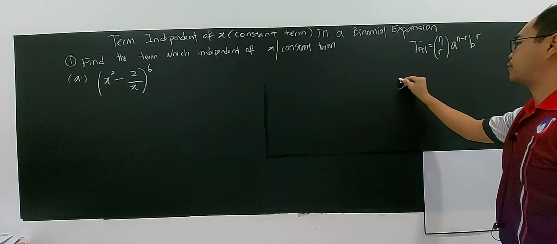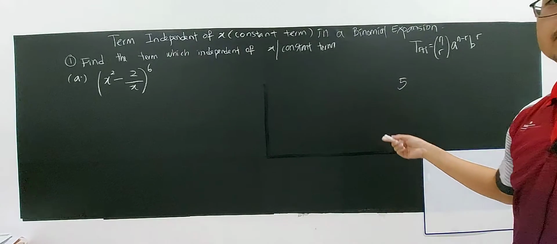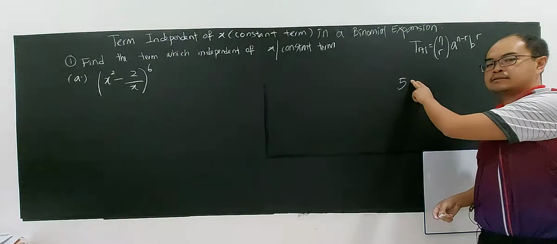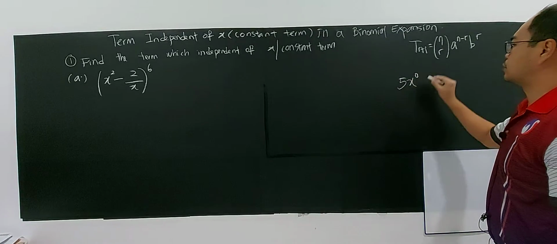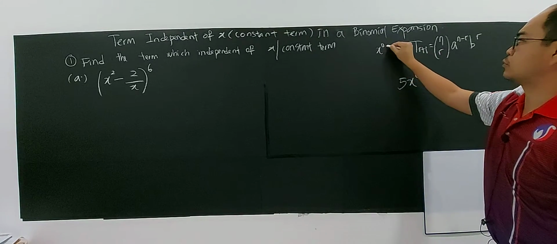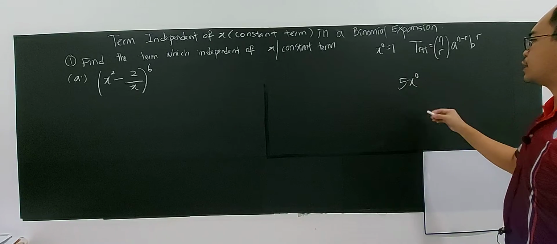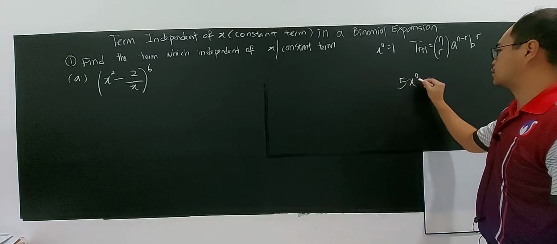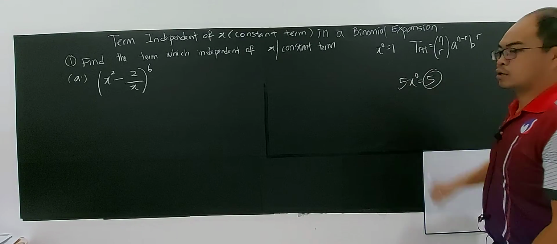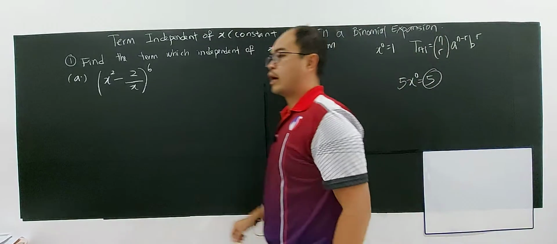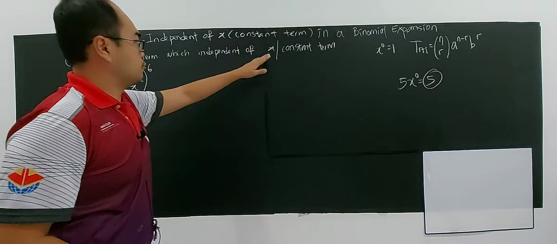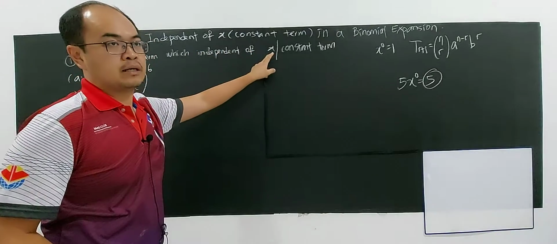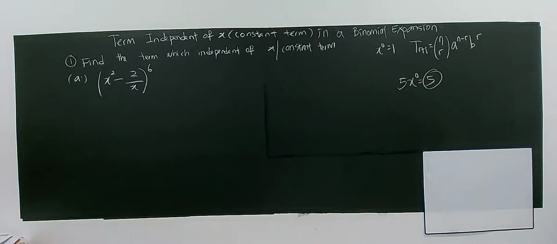Let's say if I have 5. 5 is independent of x. Why? You don't see any x, right? You don't have x, or you can say x to the power of 0, because x to the power of 0 is equal to 1. So if you say independent of x, it means there is a constant. It's actually a constant number. Any constant number is a term independent of x, so x must be to the power of 0.